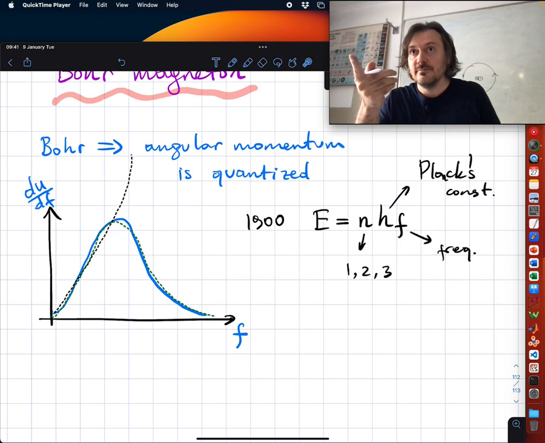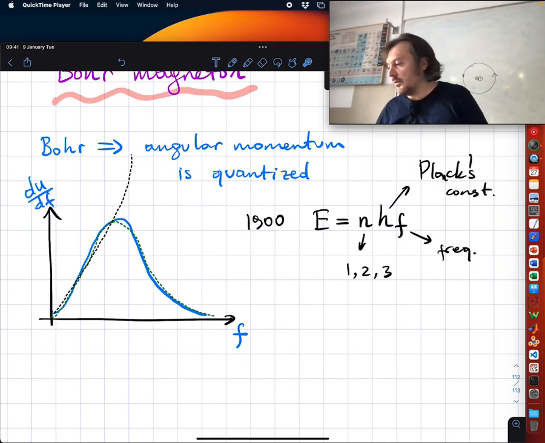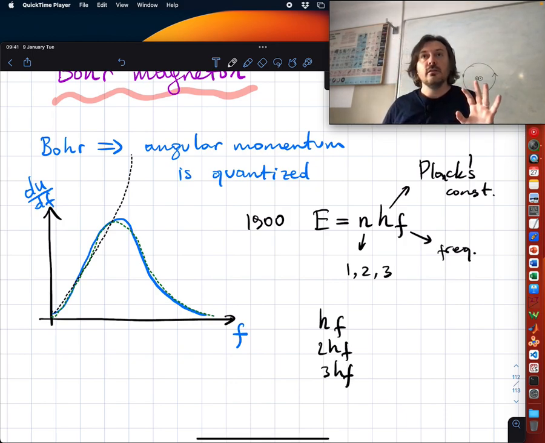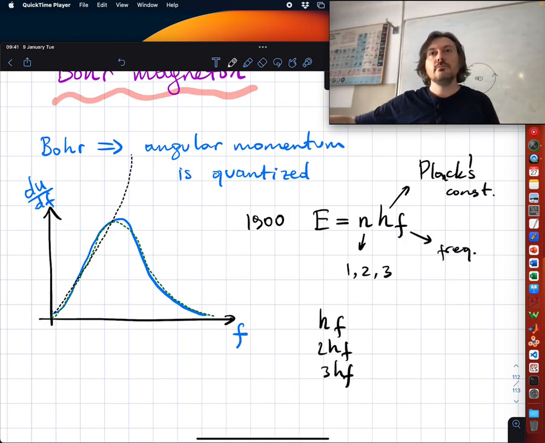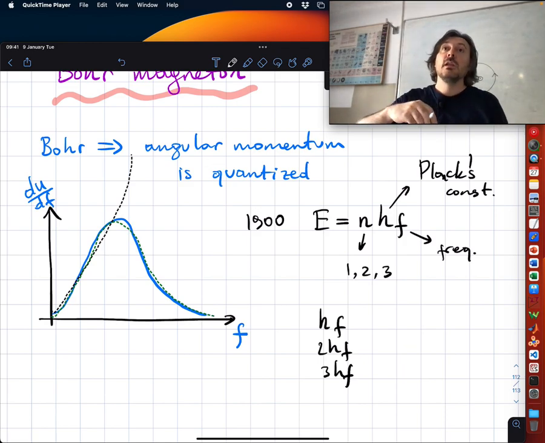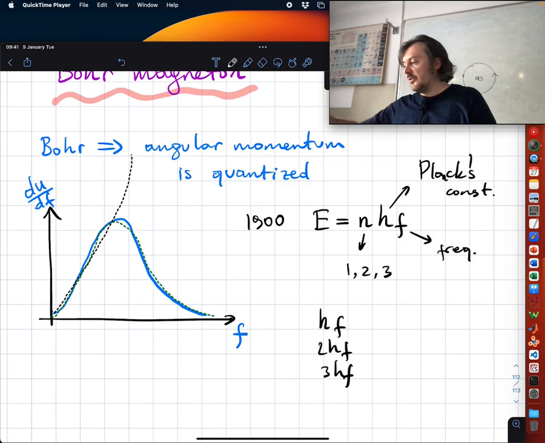Quantized means n is taking integers only. Yes, exactly. So oscillators only accept hf, 2hf, 3hf, etc. But in this case, if we increase f, E is going to increase. So we expect still that. No, this is energy. That's right.